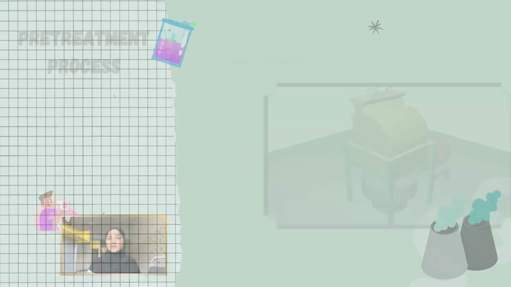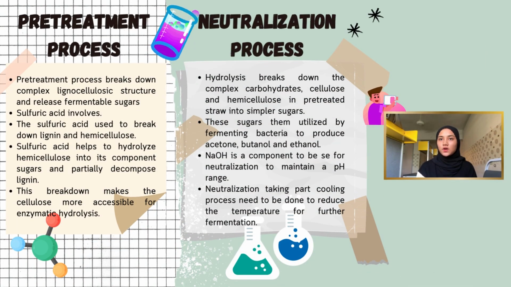pre-treatment steps. After the milling process, the corn straw undergoes pre-treatment to break down the complex lignocellulosic structure and release fermentable sugars. This pre-treatment step is crucial for efficiently converting corn straw into valuable products. A common method involves using dilute sulfuric acid, which hydrolyzes hemicellulose into the component sugars and partially decomposes lignin, thus making the cellulose more accessible for enzymatic hydrolysis.